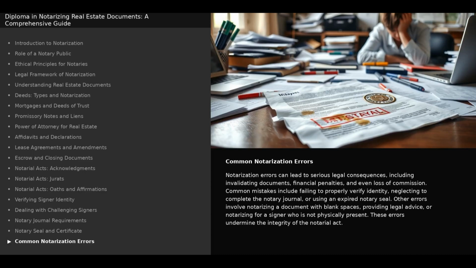Common notarization errors. Notarization errors can lead to serious legal consequences, including invalidating documents, financial penalties, and even loss of commission. Common mistakes include failing to properly verify identity, neglecting to complete the notary journal, or using an expired notary seal. Other errors involve notarizing a document with blank spaces, providing legal advice, or notarizing for a signer who is not physically present. These errors undermine the integrity of the notarial act.